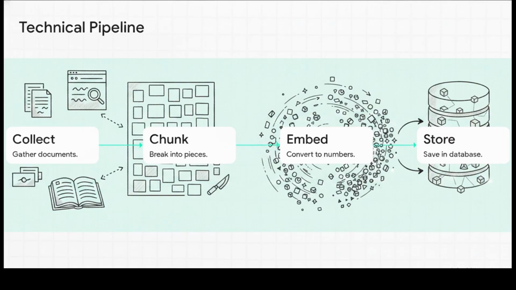Third, and this is the absolutely critical transformation, we convert those chunks to embeddings. We take human words and translate them into massive mathematical arrays that capture the actual semantic meaning of the text. Finally, we store them in a vector database. This is a highly specialized database designed to hold and instantly search millions of these numerical embeddings. It is the core engine powering the entire retrieval process.